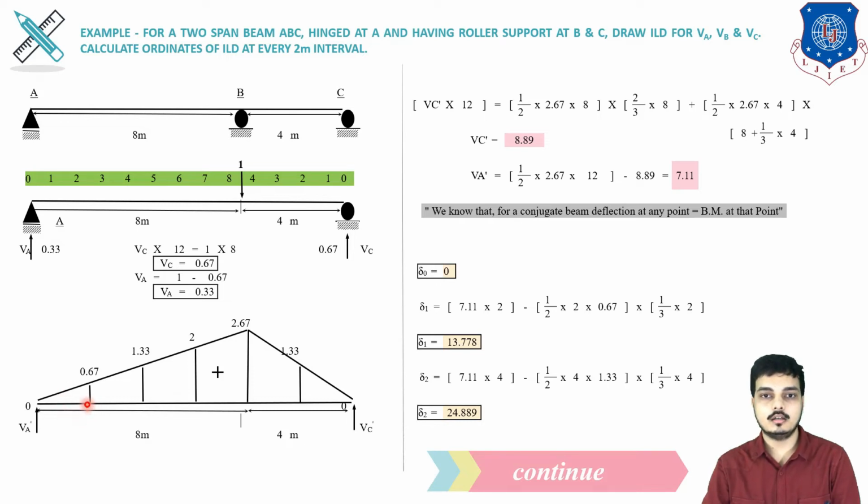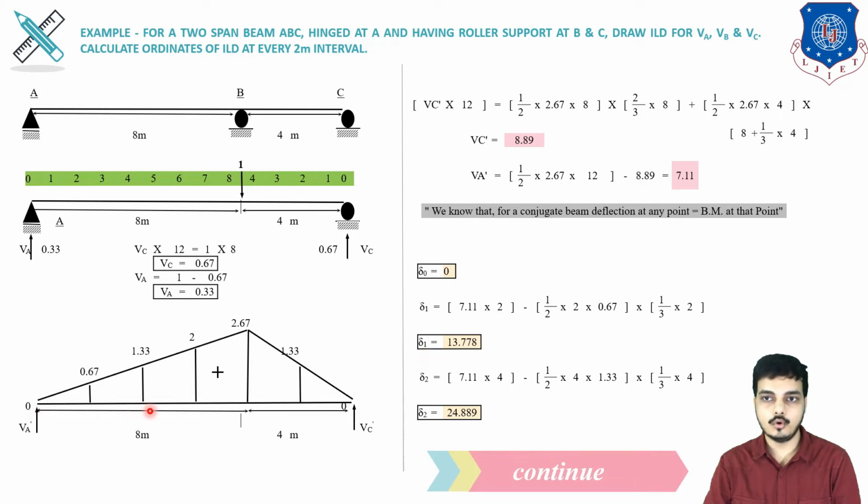So how to find out delta 1 at point number 1? Look, VA dash into distance 2 meter, which is going clockwise direction, minus the triangle which has been formed, we have to neglect it because it is going in anti-clockwise direction. So for the triangle we are using area into CG. So delta 1 is nothing but 7.11 into 2 minus area into CG of that triangle. Now delta 2 will be at the point here at 4 meter distance.